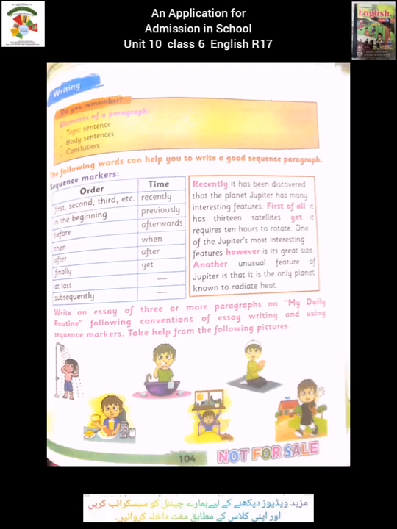For order, we use first, second, third, etc., in the beginning, before, then, after, finally, at last, subsequently. And for time: recently, previously, afterwards, when, after, yet. So these words show us time, and the rest of them show us the order.